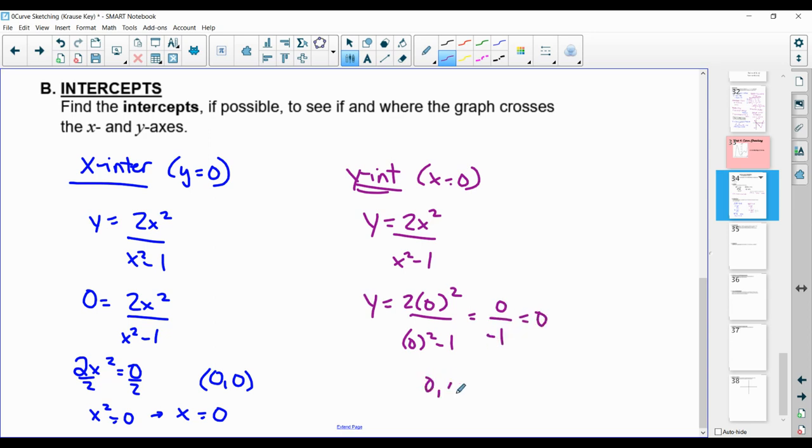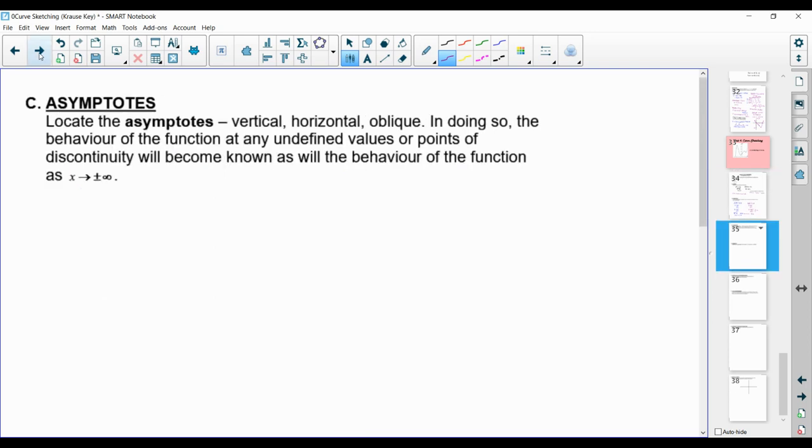Well, again, we've got an intercept at (0, 0), which makes sense because if the x-intercept's at (0, 0), that would mean the y-intercept is at (0, 0). All right, so we've got our domain, we've got our intercepts. The next thing we're going to look at is asymptotes.